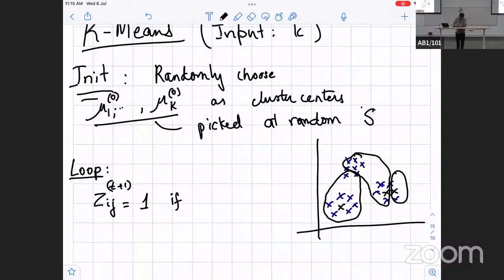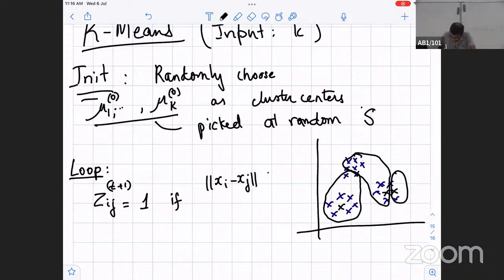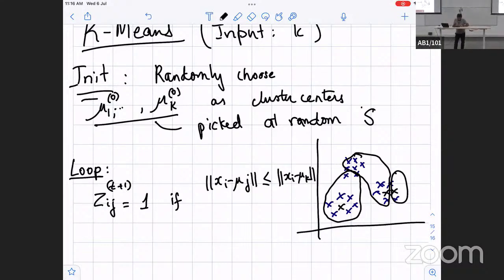So Zij is 1 if the distance xi minus mu j is less than xi minus mu k. Not xi minus xj, right? It should be xi minus mu j. This is how I will do all the assignments; all the points I will go through one after the other. So this is step 1.